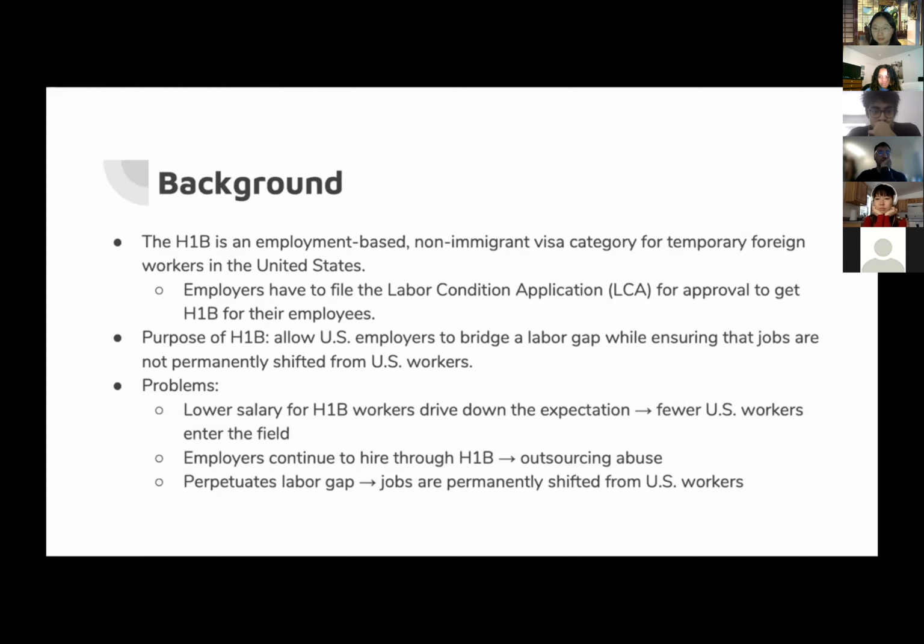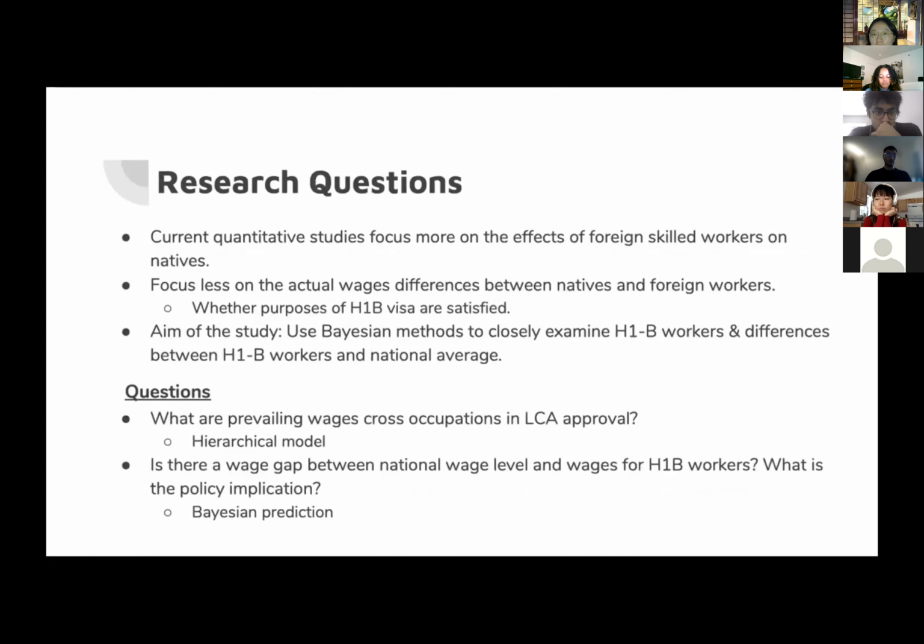U.S. workers therefore have no incentive to move into the field and fill the labor gap. Jobs are permanently shifted from U.S. workers. Therefore, my project wants to investigate the prevailing wages across occupations in the LCA approval using a hierarchical model. From the posterior distribution generated by the hierarchical model, I will also perform a Bayesian prediction to find out if there is a wage gap between national wage level and wages for H-1B workers.